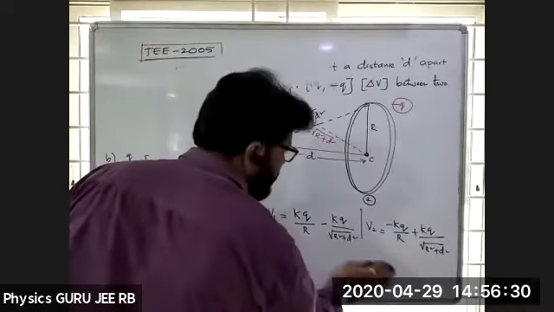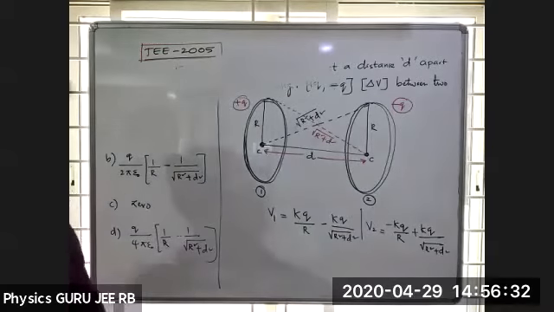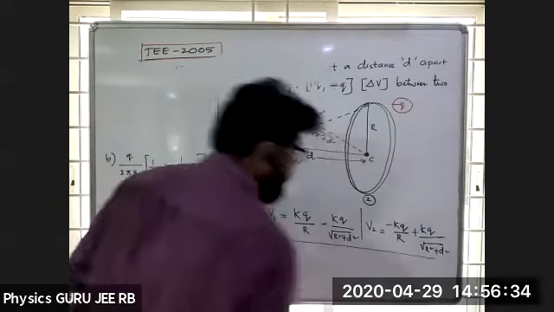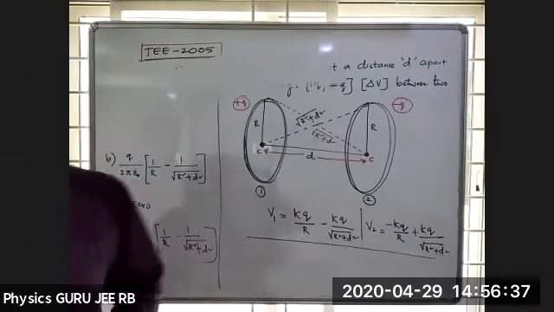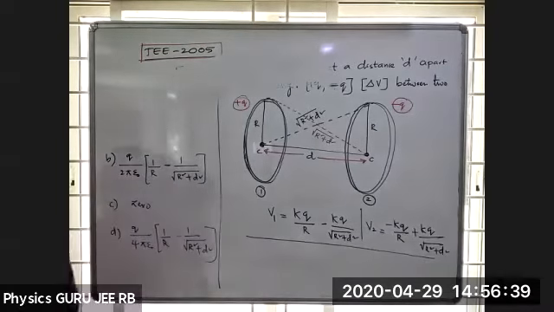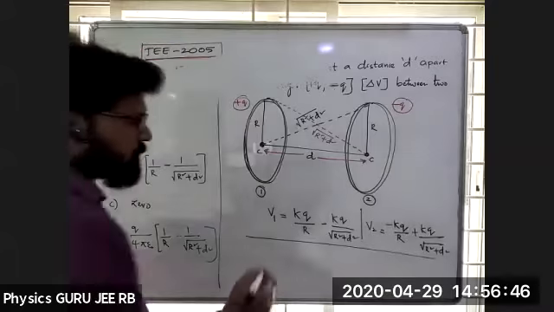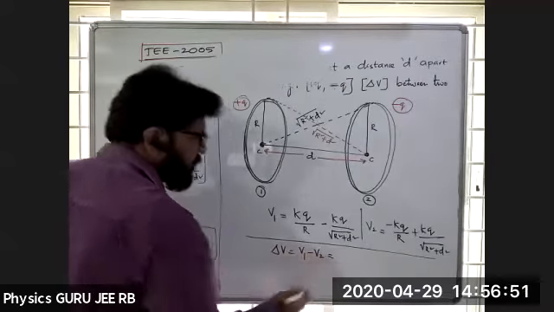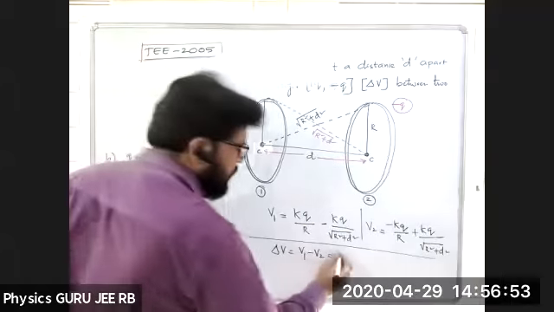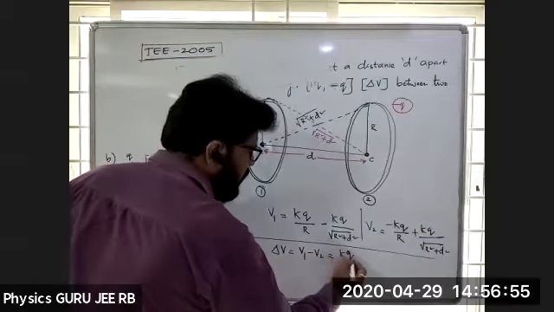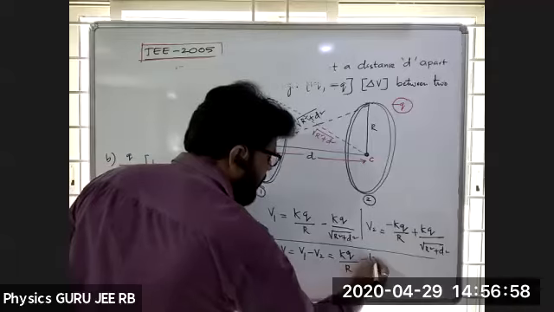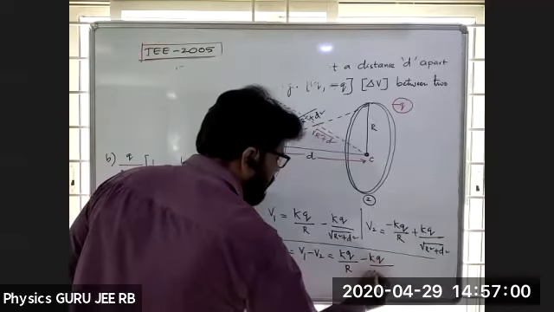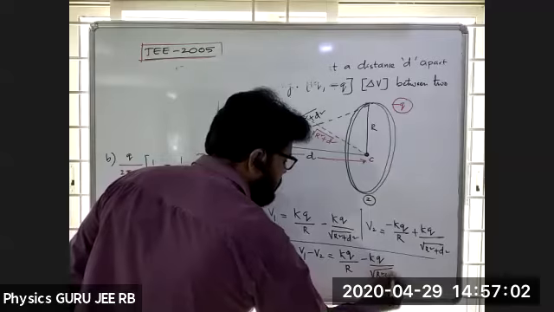So if I subtract here, we want the potential difference between the two. We have to calculate delta V. Delta V is equal to V1 minus V2. V1 minus V2 means KQ by R minus KQ divided by under root of R square plus D square.